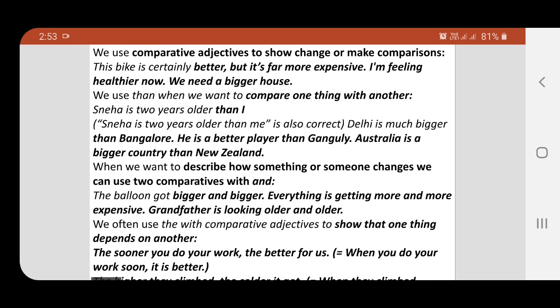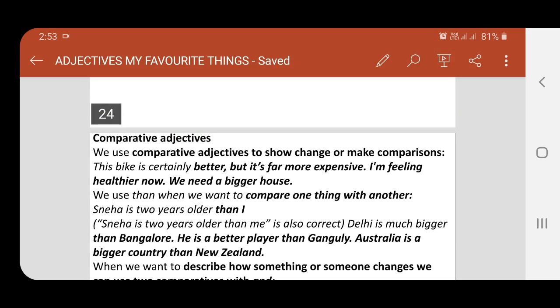See, coming to the fifth category of adjectives, we have comparative and superlative adjectives. What are these comparative and superlative adjectives? See, we use the comparative adjectives only to show the change or make comparisons. By using comparative adjectives, you are able to make comparisons. Which is best? Which is better? So by using these words, namely better and best, you make comparisons.